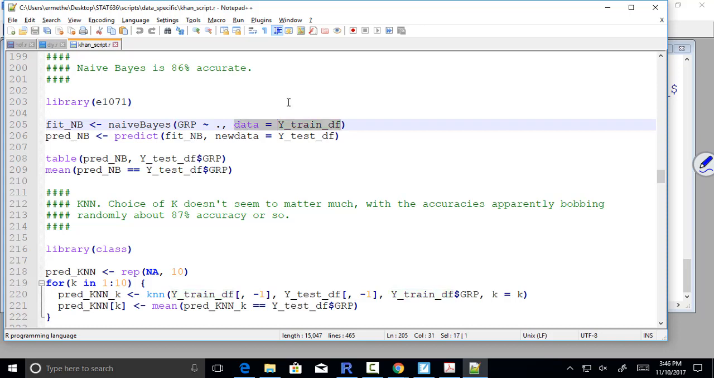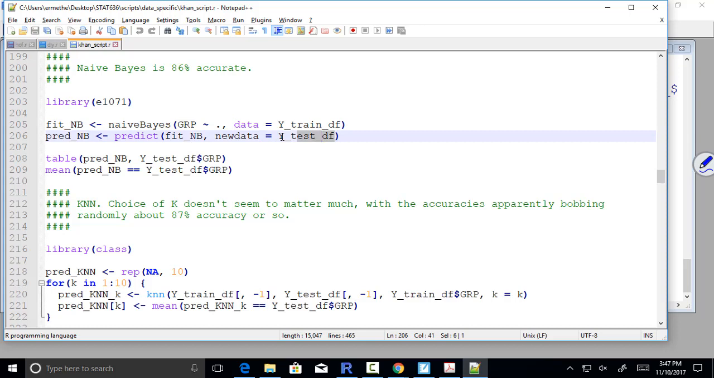So I say fit the model with group as the response using all the predictors. The other argument I can specify is a data frame that contains the data I want to use for building the model. Since at this point we've split the data into training and testing, the y train df contains 2/3 of the individuals, and I want to build my model at this point using just the training individuals. So I say data equals y train df. You build your predictive model with the training data.